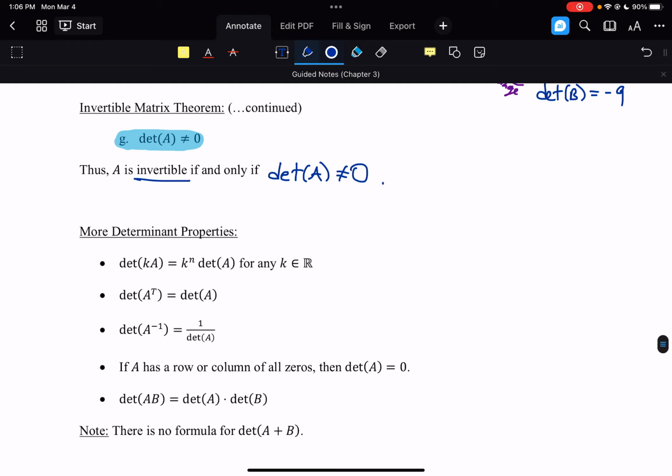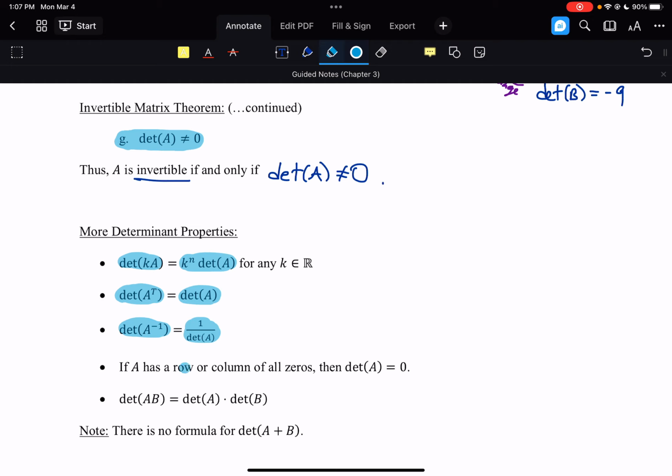But first, just a list of some different determinant properties that we might need to know that'll be helpful to us. Determinant of a constant times a matrix is k to the n times determinant of A for any real number k. Determinant of a transpose is equal to determinant of A. Determinant of A inverse is 1 over determinant of A.